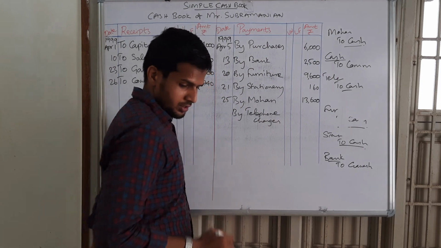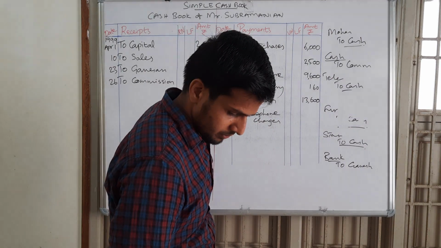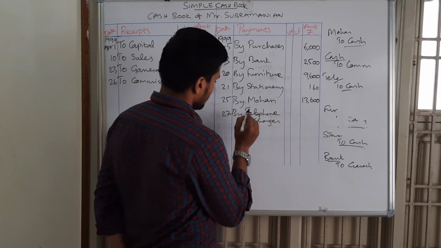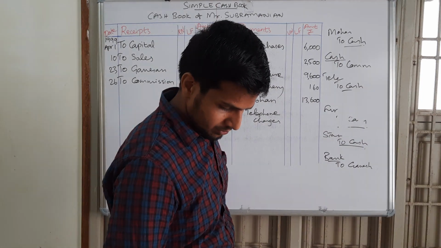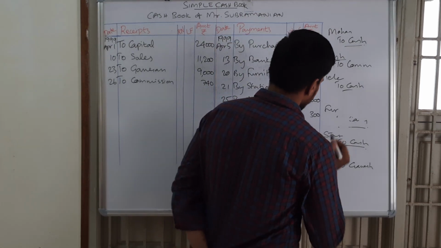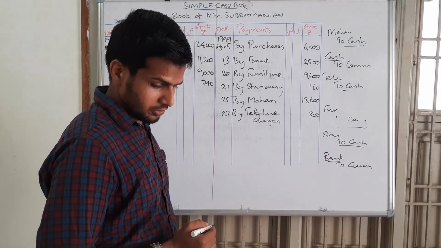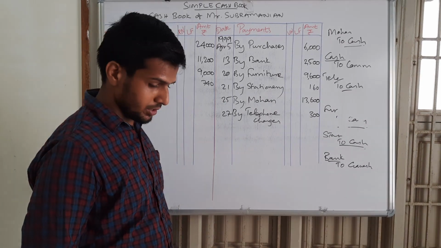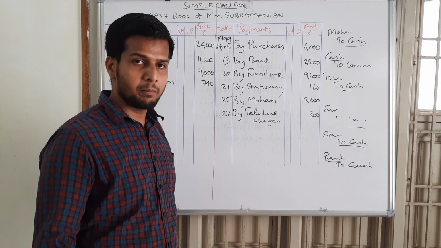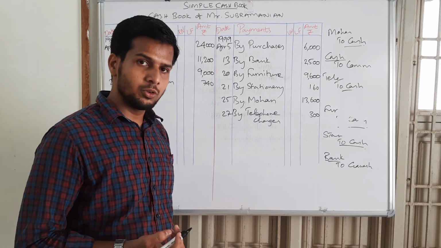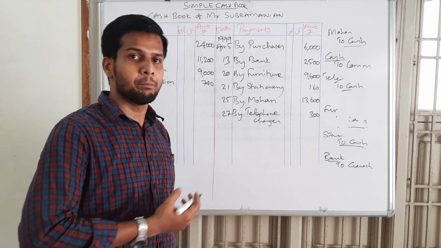Telephone charges. What is the amount? 27. And what is the amount? Is 300. Right? And the next thing is on 30, on April 30, drawn from bank. Drawn from bank means it refers to cash account debit to bank account.